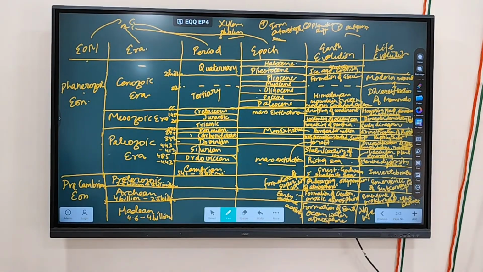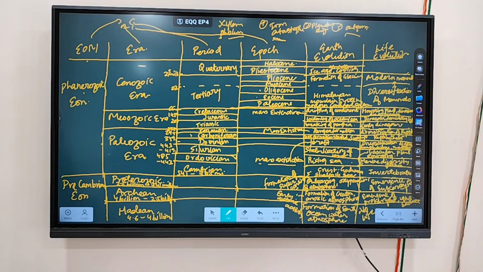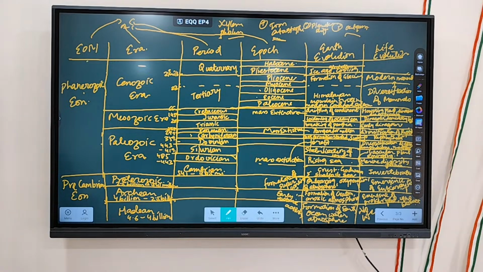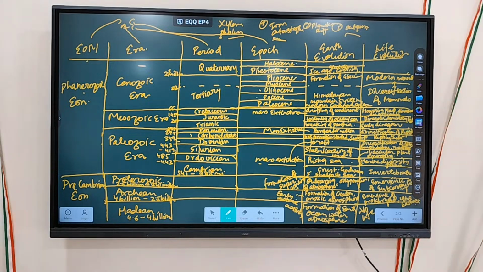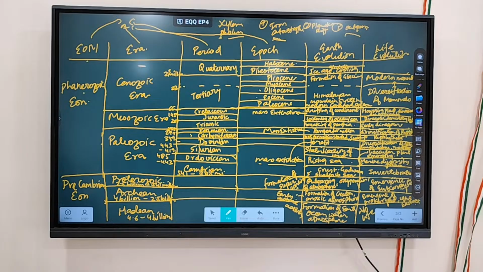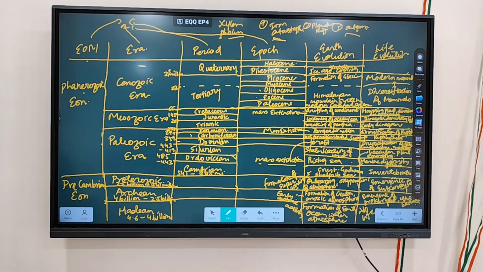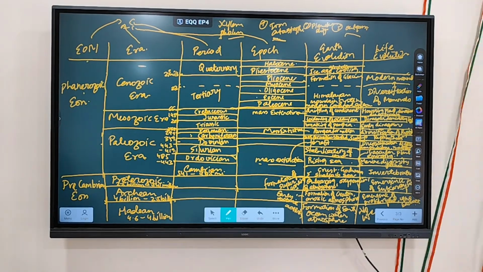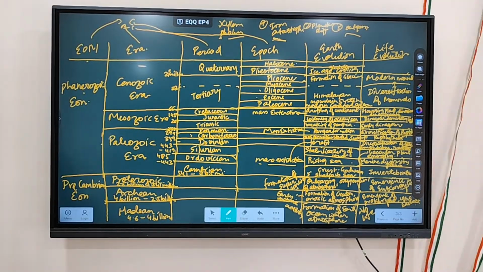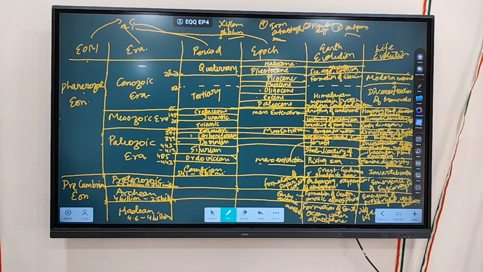And this also leads to what? More glaciers means the glacier will come down. When the glacier comes down, what will happen? Remember the landforms made by the glacier. Remember what landforms made by the glacier we have discussed? Like moraines are formed, the bergschrund are formed. Remember? We discussed all those.